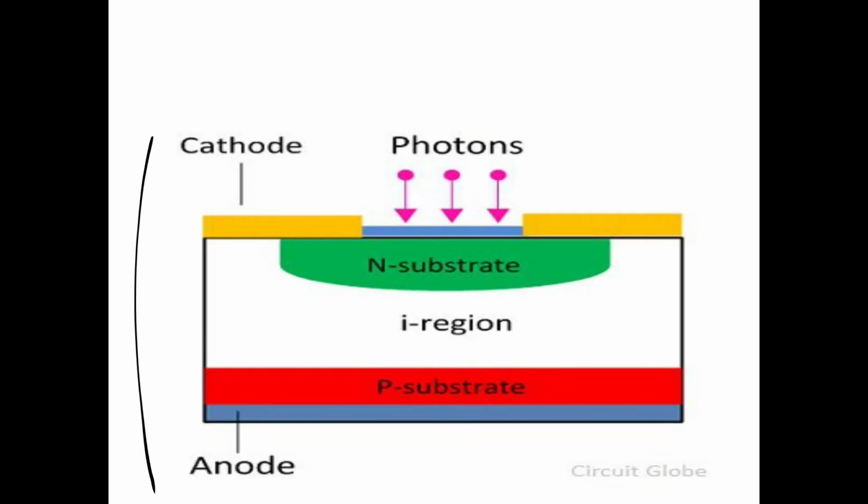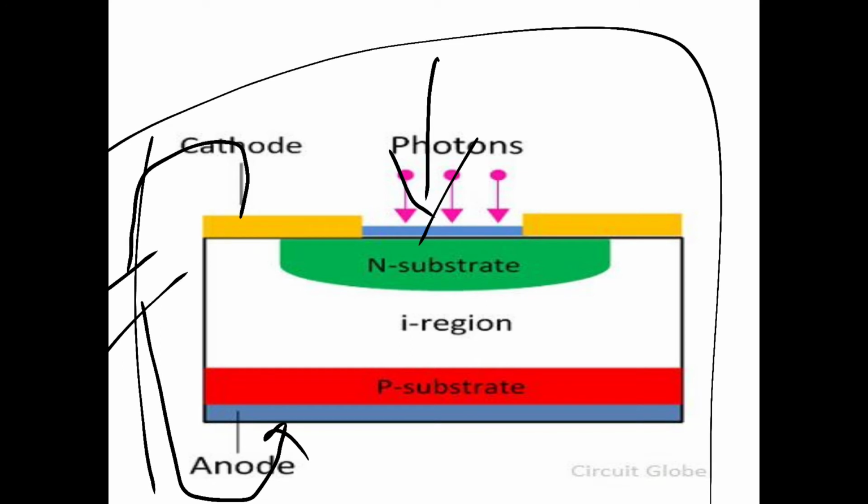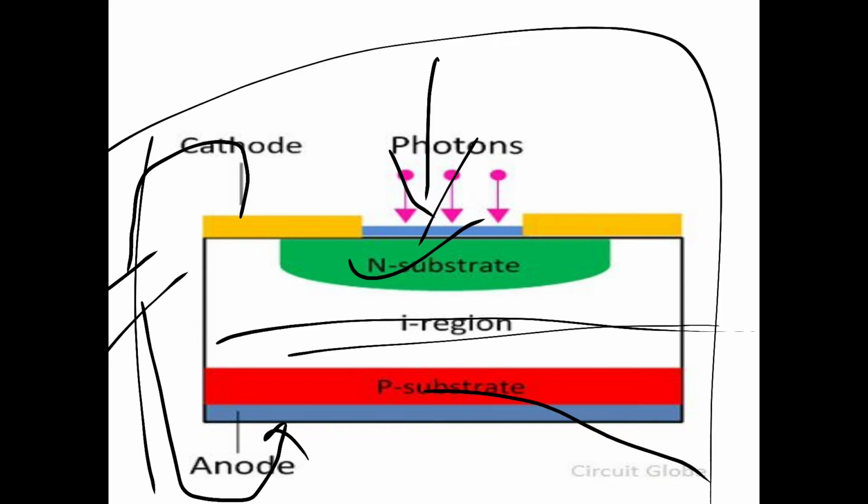So you can see this is the structure of the PIN diode. This is the cathode where we will apply the negative terminal of the battery, and this is the anode where we will apply the positive terminal of the battery in case of forward biasing. And this is the incident photon energy or light energy which is passing through the N substrate. This is the N region, this is our I region, and this is our P substrate, that means P region. After the incidence of the light energy, it is going to convert the light energy into electrical energy.